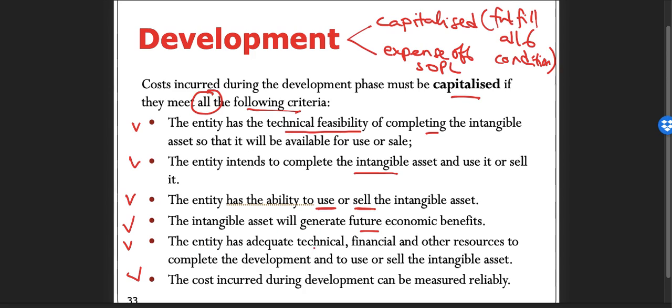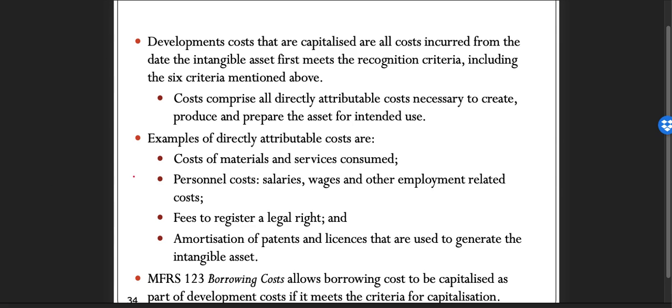The entity has adequate technical, financial, and other resources to complete. You cannot say suddenly that you cannot complete because you don't have enough money to spend to complete the development. Okay, you must have all the resources so that you can complete the development. The cost incurred during development can be measured reliably. So if you fulfill all the 6, therefore you can capitalize the development cost as an intangible asset.